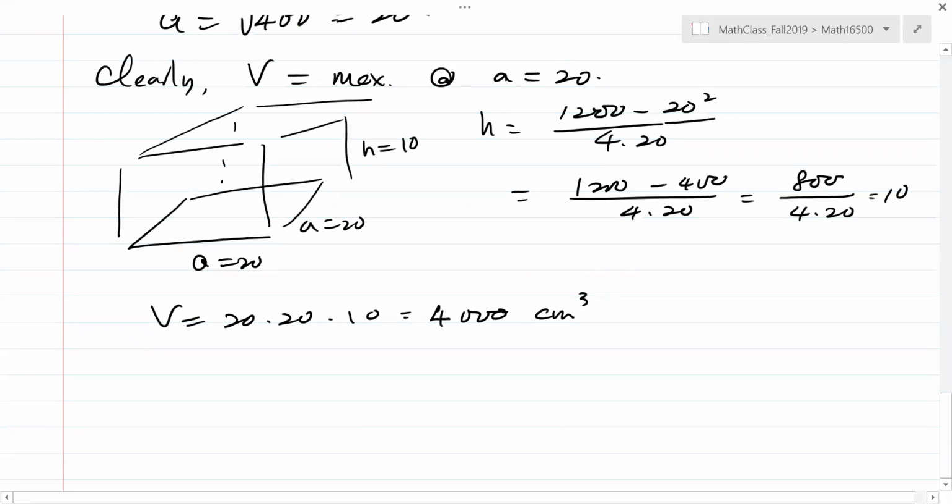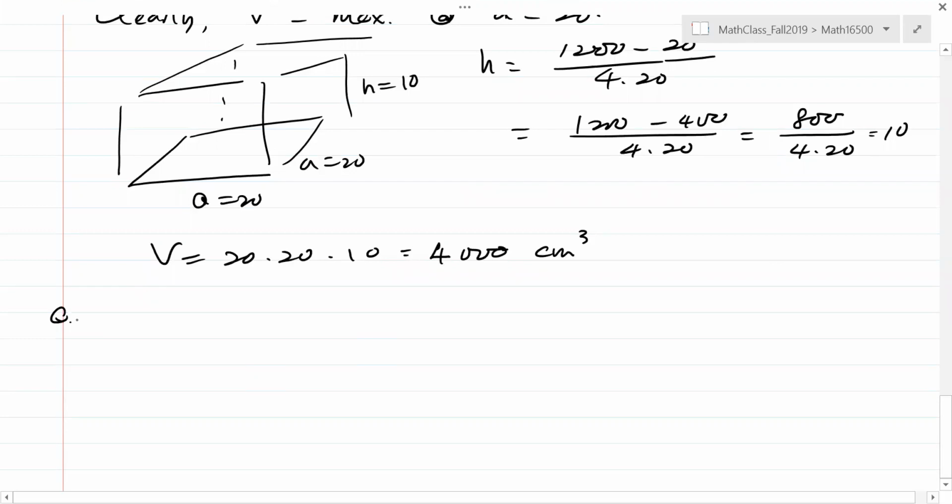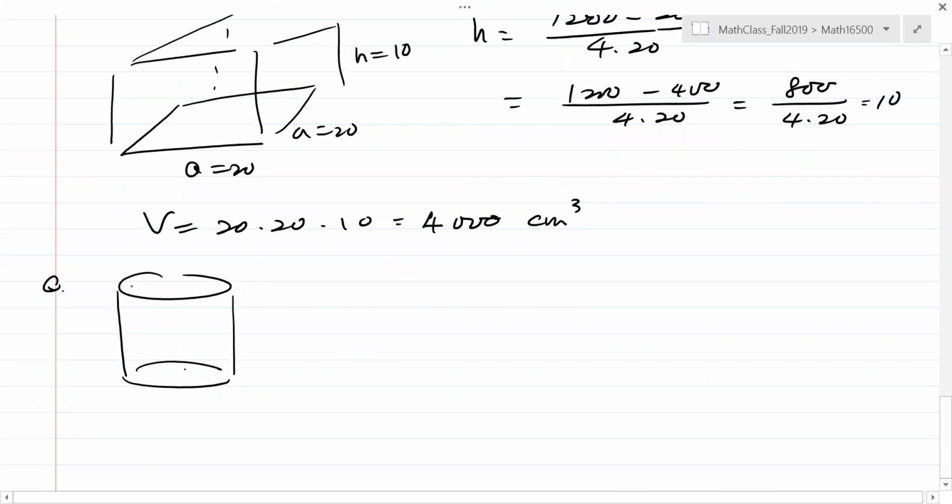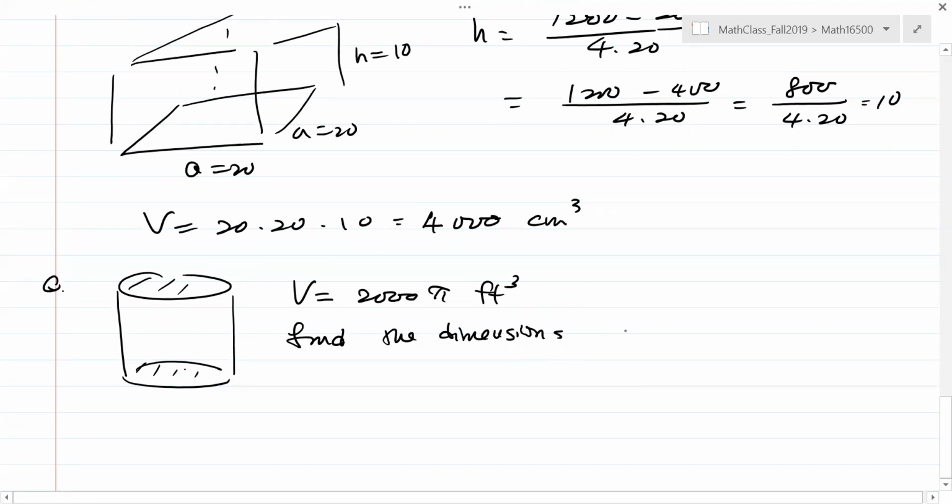Let's try another problem. So this is a cylinder. This is a problem I discussed at the very beginning. To make this simpler, think of a cylinder, just like a water heater, for example. So we assume that the volume is fixed at 2,000 pi cubic meters. Find the dimensions that will minimize the surface area.